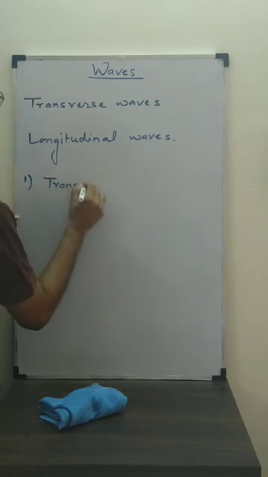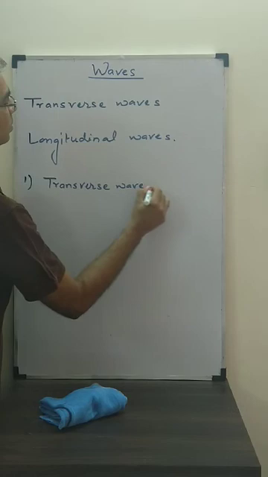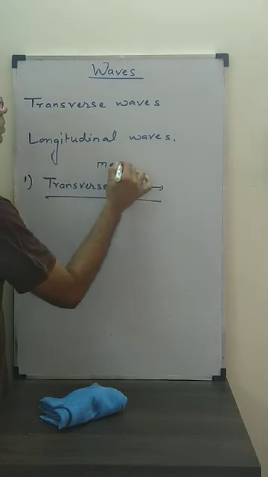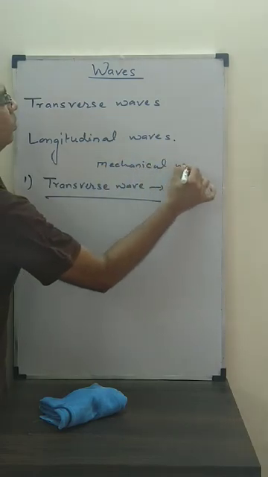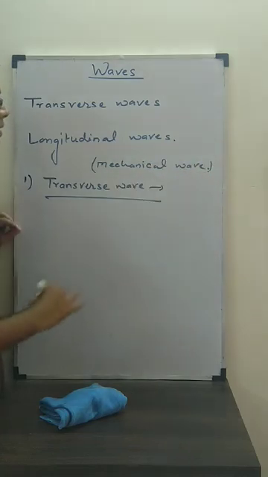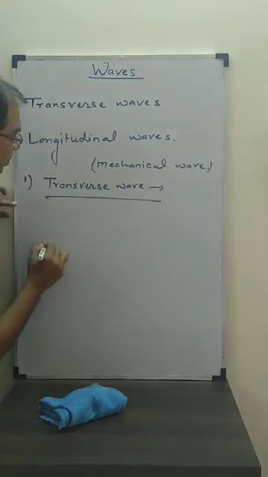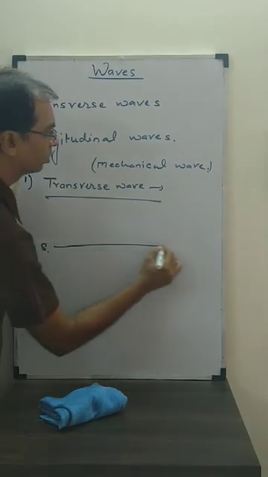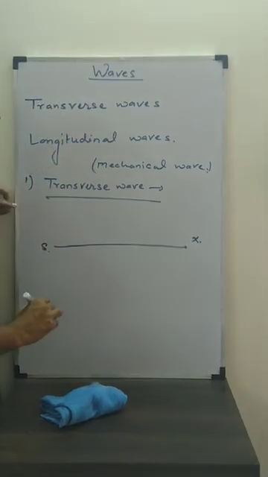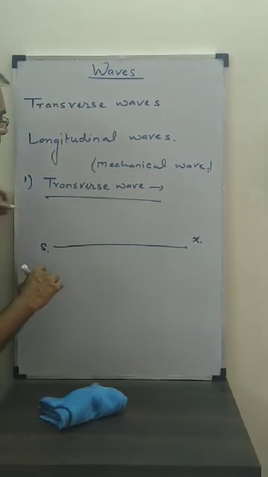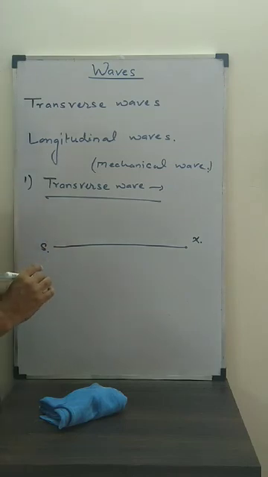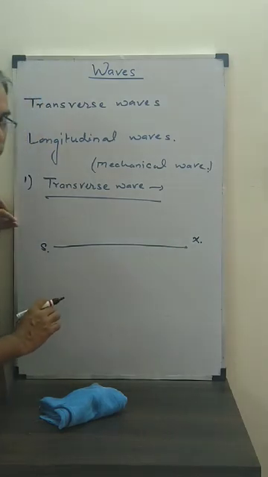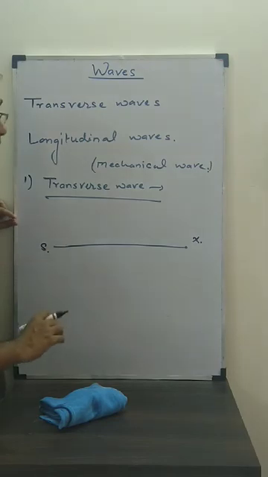Now, what is a transverse wave? We will try to define it in terms of mechanical waves only. We are defining this transverse wave in the form of a mechanical wave. Suppose that here is a source. The source is producing energy and that energy is going to this point X. But the energy is going in such a way that the particles of the medium are vibrating to transfer that energy from this point to this point.